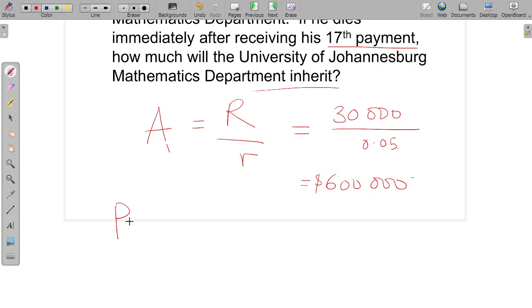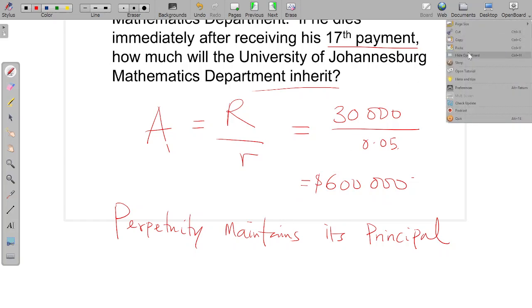Let me write it for us. Perpetuity maintains its principal. Okay, so that is the money that will be given to the University of Johannesburg Mathematics Department. Okay, make sure you understand.